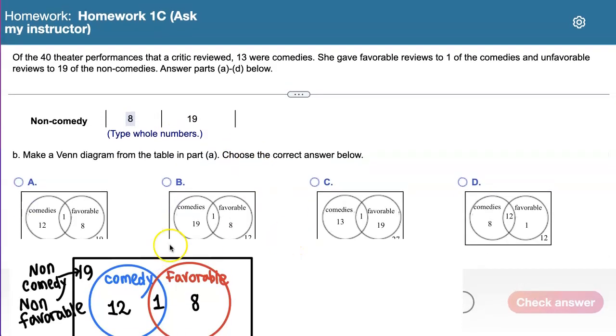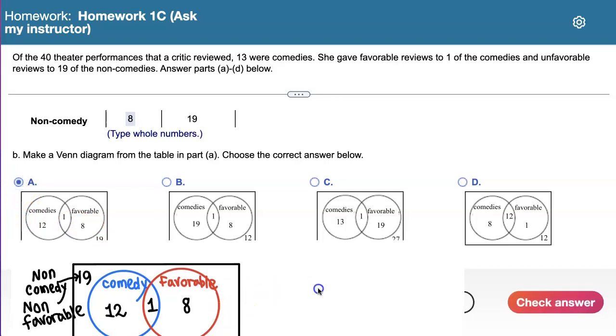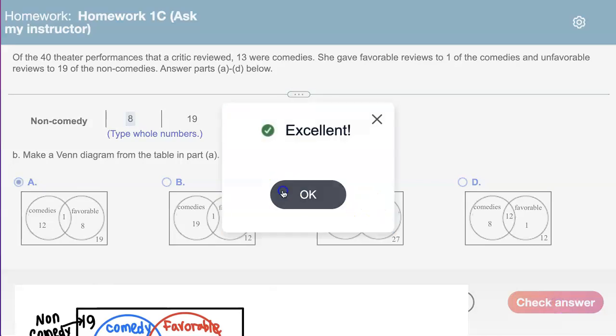So let's see, which one is it saying? So we got 12, 1, 8. No, I think this is it. So for me, my answer was just the very first one. So I check answer. That's good.